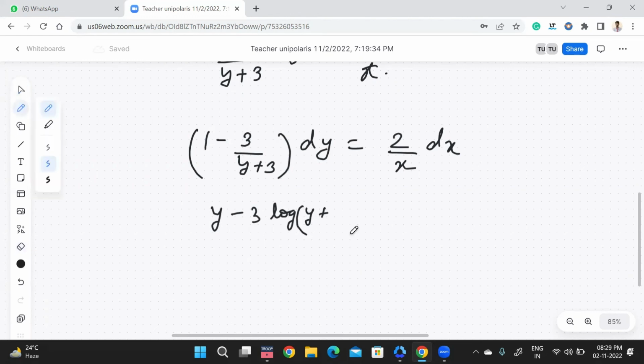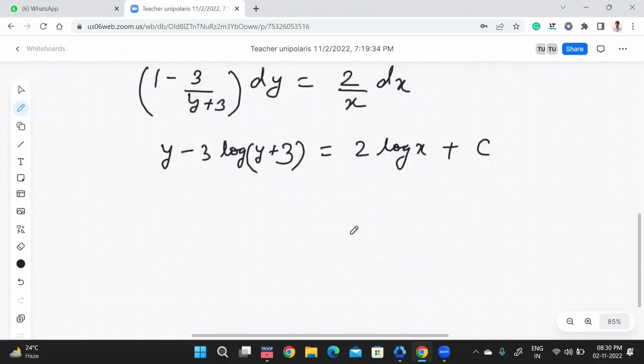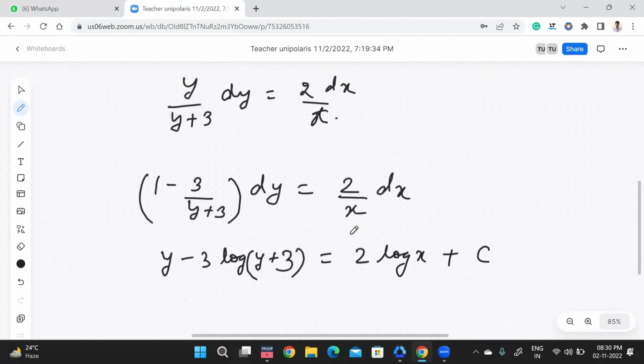Always, when I come back here, the middle part is doing some weird thing. So here we'll get 2 log x plus, let's take only c. So what should we take? Should we take log c or only c? Only c, sir, because the first y term doesn't have log. Yes. So next, we need to just substitute the given condition.